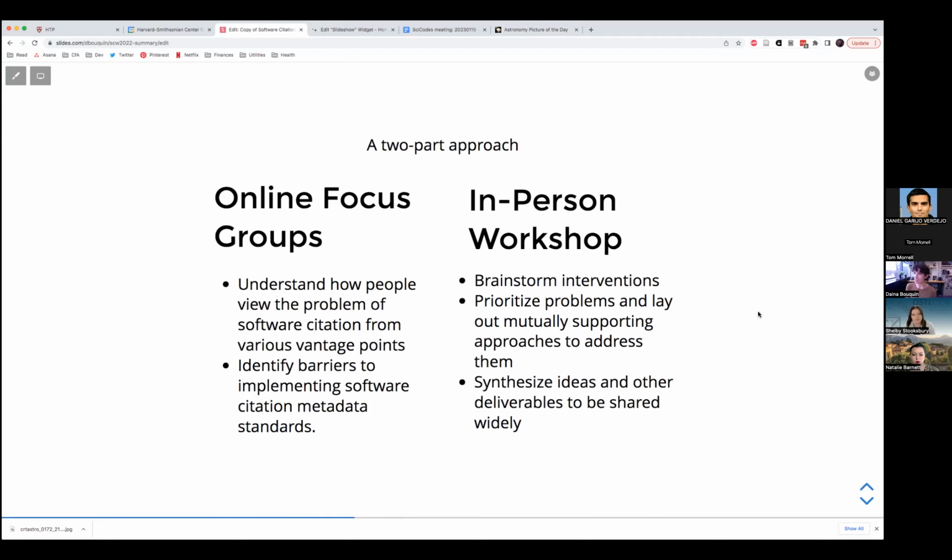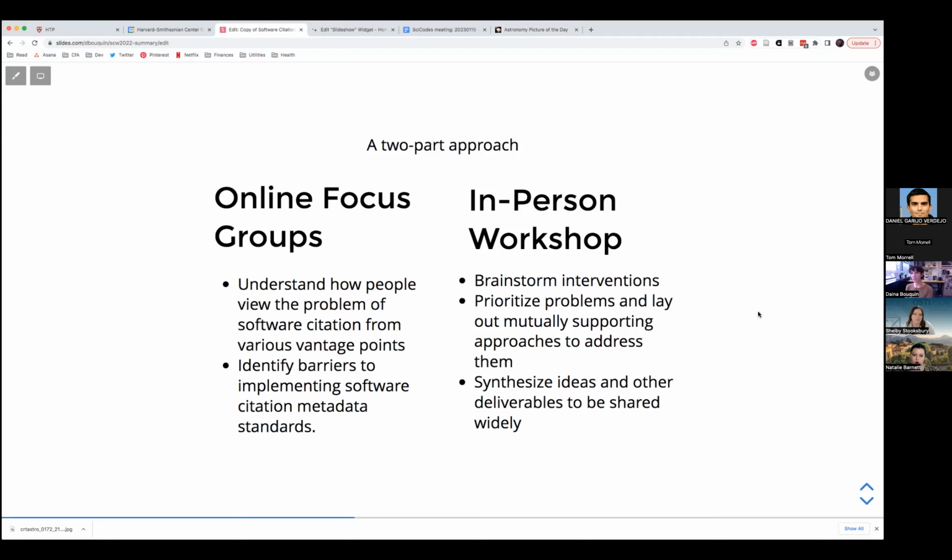So we took a two-part approach. This was during the pandemic. Initially, we had planned to do a large in-person meeting where we'd bring everyone together and do a lot of work in person. But during the pandemic, that wasn't really possible. So we decided to split this up into a two-part approach. We had an in-person workshop that was a small group this summer, but prior to that, we had a series of online focus groups that were much larger. So we had about 50 people participate in discussions about how they view problems around software citation, how they prioritize those problems, to try to help identify barriers that are impacting software citation implementation more broadly.